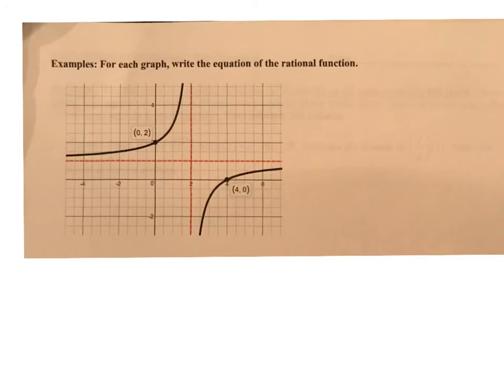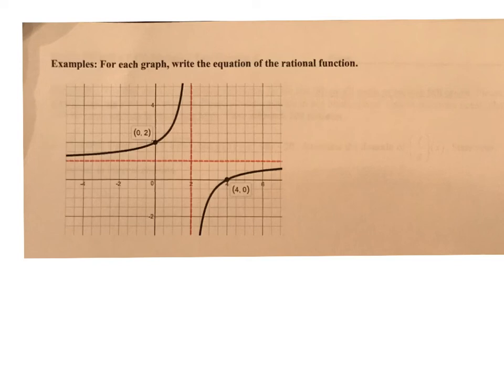Okay, for page 8, we're going to work backwards. I'm going to give you a graph, and you're going to write the equation of the rational function, okay? So we're going to take each of the pieces and parts, put together what we know. All right, so let's look at this graph and notice some things. I've got a vertical asymptote, I've got a horizontal asymptote, I've got a y-intercept, I've got an x-intercept, okay? And we're going to work from there and see if we can come up with the function for this graph.